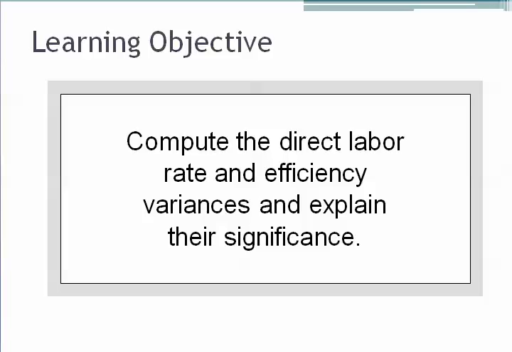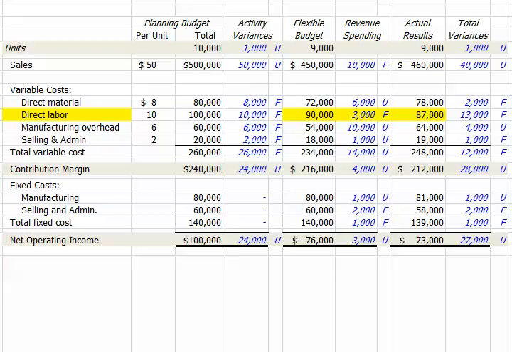In this learning objective, we're going to compute the direct labor rate and efficiency variances and explain their significance. Recall earlier, when we prepared a performance report, we compared our actual results, say for direct labor in this case of $87,000, with our flexible budget amount of $90,000. And we had a $3,000 favorable spending variance.